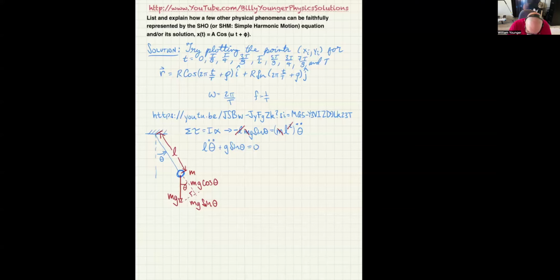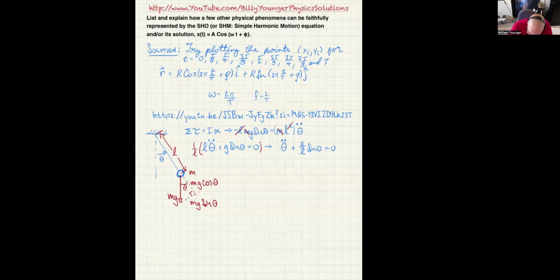First, I'm going to go ahead and multiply through by 1 over L. I'm going to do that to both sides, and I'll just write it as if I'm doing it all the way across like this. Of course, the right-hand side's not going to change because multiplying 0 by 1 over L still gives you 0. But now I have theta double dot plus g over L sine theta is equal to 0.